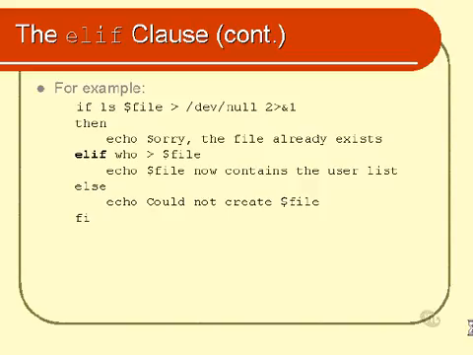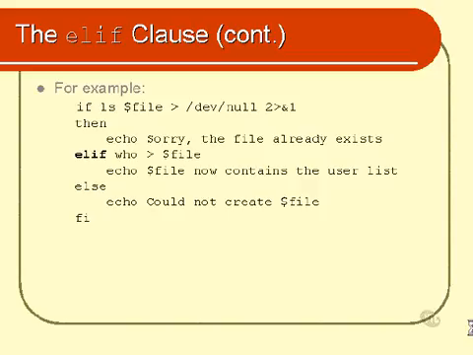Now, if that fails, in other words, if the ls produces some kind of error message, then we are okay to create the file. So then I run the who command and I send the output to the file in question. Notice that I'm using a variable name, $file, to represent the name of the file that I'm trying to manipulate. Obviously, the variable called file must have been set somewhere before we get to this code.